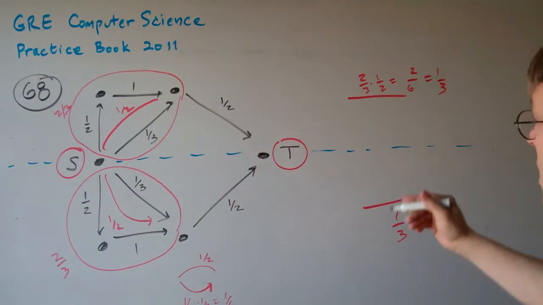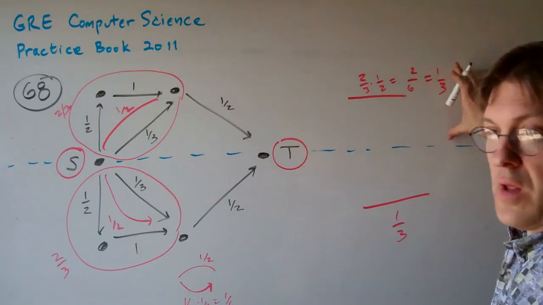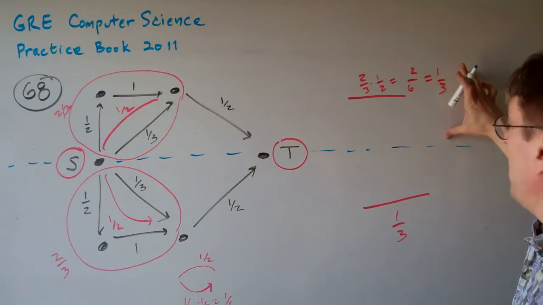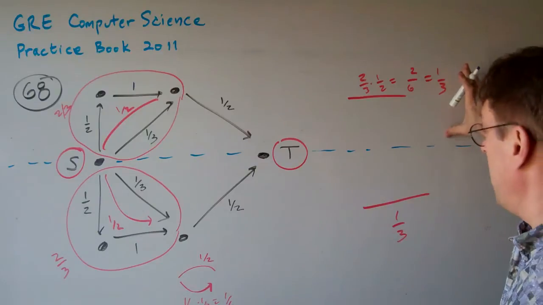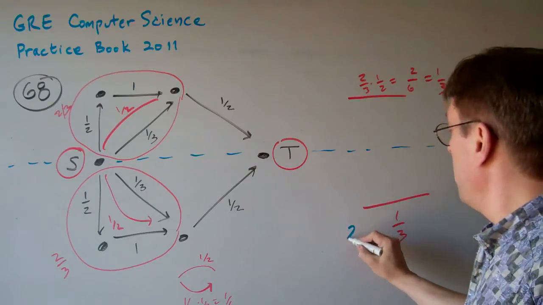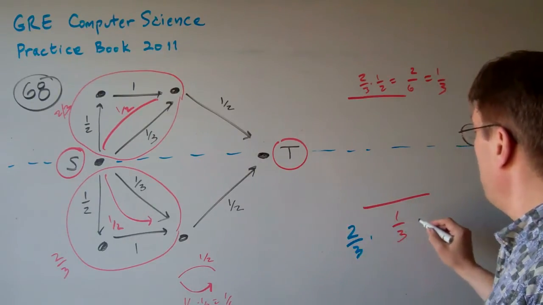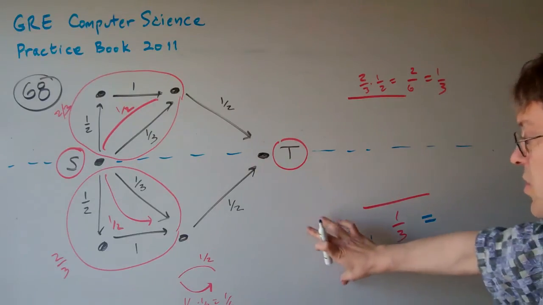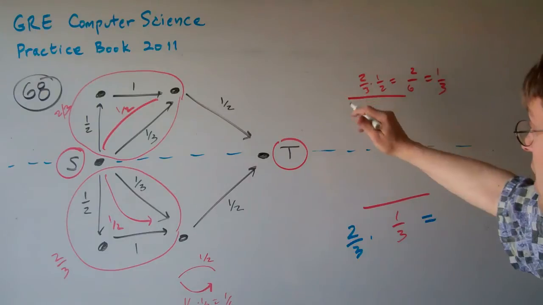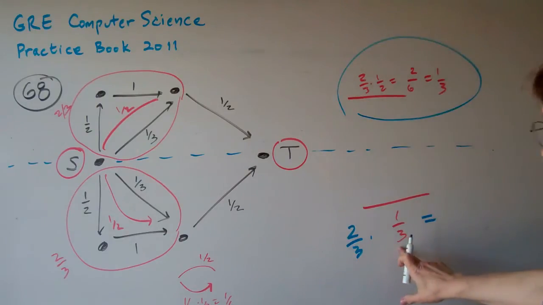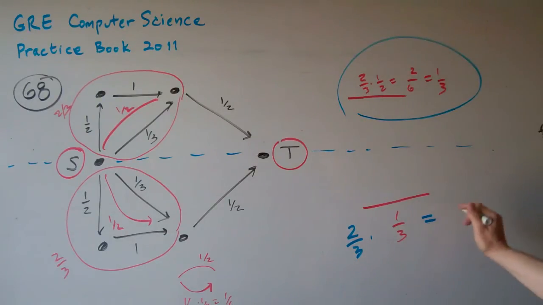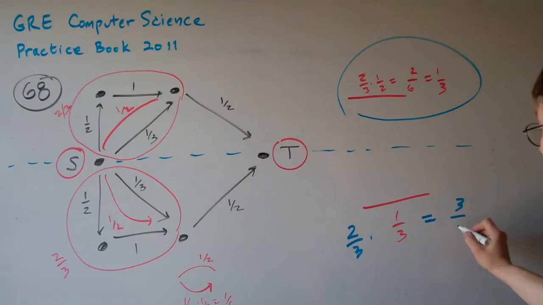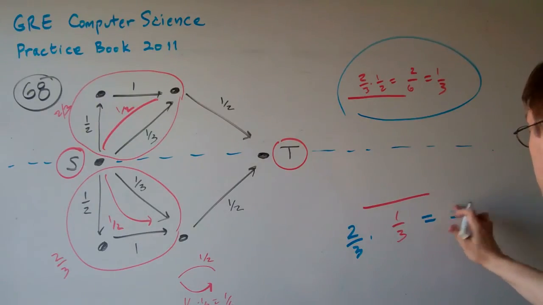what's the total thing. Well, if it's working a third of the time up here, then 2/3 of the time it's not working. So 2/3 times 1/3, of the time, the 2/3 of the time this one's not working, times the 1/3 of the time this one is working, that's going to be 2/9.